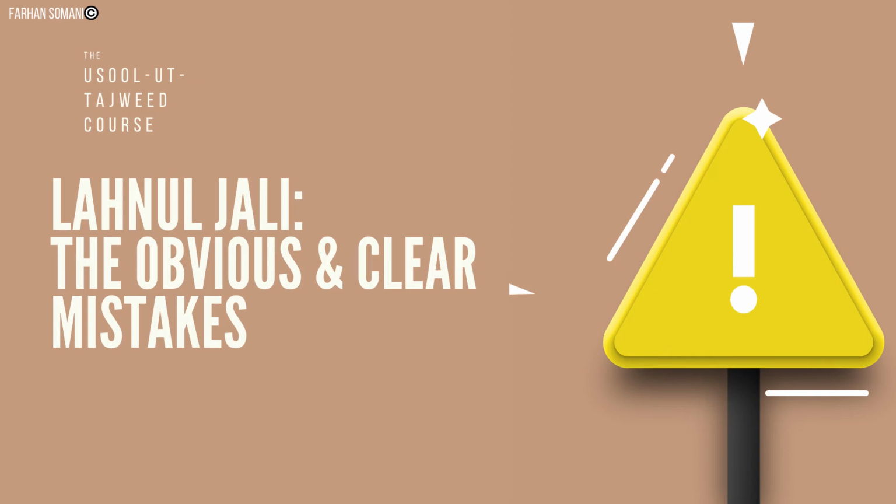Even a small child who has already memorized Surah Fatiha, if you read in front of him صِرَاطَ الَّذِينَ أَنْعَمْتُ عَلَيْهِمْ, then he too will be able to point out this mistake. That's the reason we call it the obvious and clear mistake.